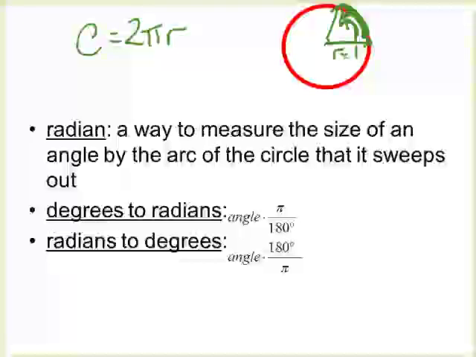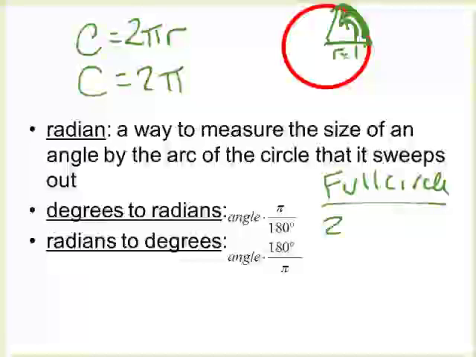So if our radius of the circle is 1, then our circumference is equal to 2 pi. So if I went all the way around the circle, I would say I had gone 2 pi. So a full circle is 2 pi radians. Okay, a full circle is defined as 2 pi radians. How big was a full circle in degrees?